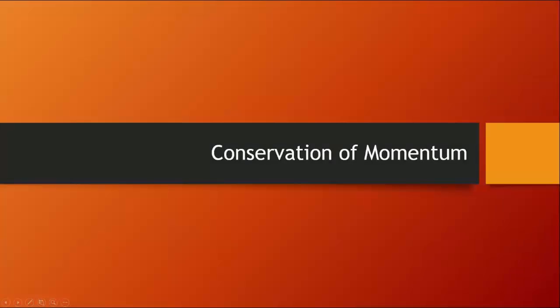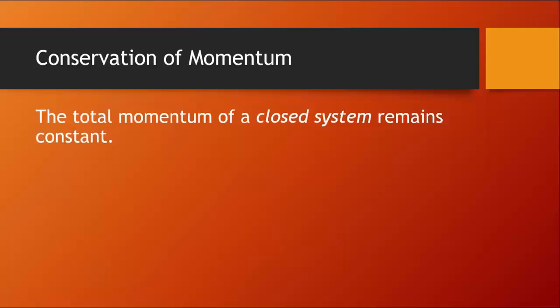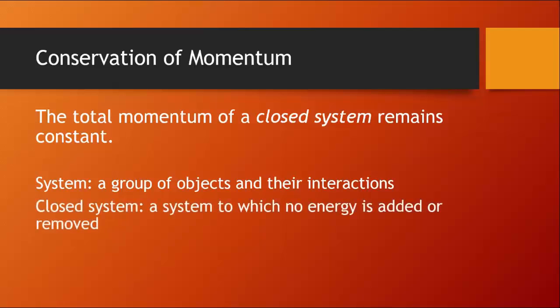This lesson is about conservation of momentum. The law of conservation of momentum states that the total momentum of a closed system remains constant. A system is just a fancy word for a group of objects and their interactions. And a closed system is a system to which no energy is added or removed. On the reference table, they remind you of the law of conservation of momentum by telling you P before equals P after. That is, momentum before some event is equal to the momentum after that event.